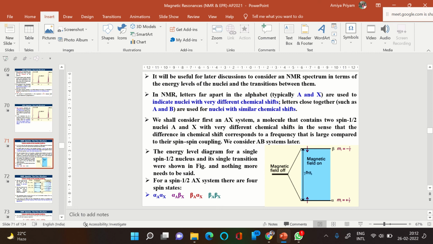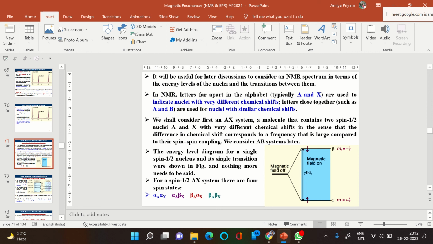So these are two probabilities, plus half or minus half, and then you can work out the permutation combination. There's the first combination, which is alpha alpha for both A and X. Then at the other extreme you can have beta beta for both. This is the other extreme, when both the spins are minus half for A as well as for X, and in between these two extremes you have two more combinations.